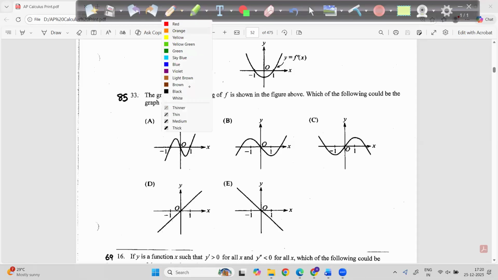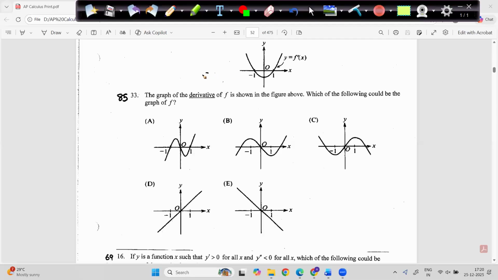Now, Lokesh, tell me your logic for why it should be B. Sir, from minus infinity to -1, f dash is greater than 0. So in minus infinity to -1, f dash x is positive. Therefore the slope should be greater than 0. So it should be an increasing function. Yes, very good.